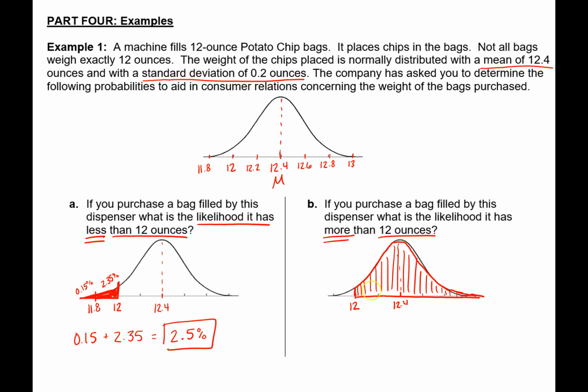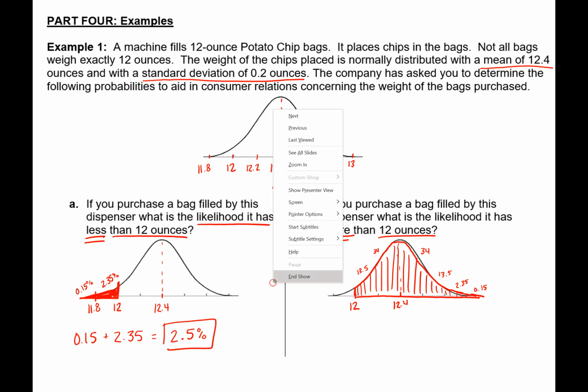Now, I could add up all of these little percentages. I could do 13.5, 34, 34, and so on. That's one way to work through this, but that's a lot of little percentages to add together. Let's be a little bit more strategic about this. I'm going to change my color.